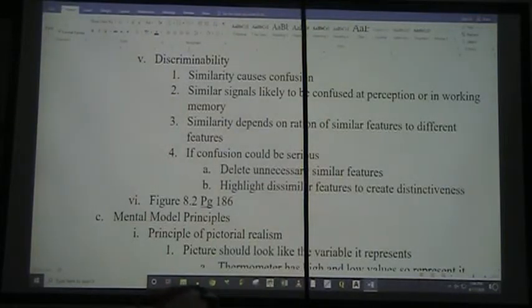Similarity depends on the ratio, not ration, of similar features to different features. So anytime that a confusion could be serious, we want to delete unnecessary similar features and highlight our dissimilar features.